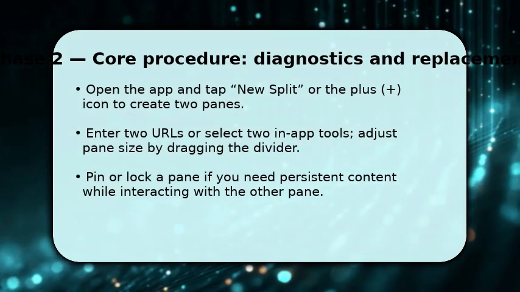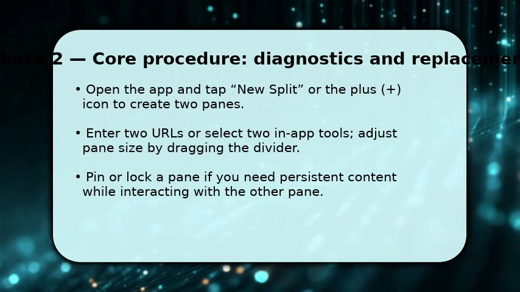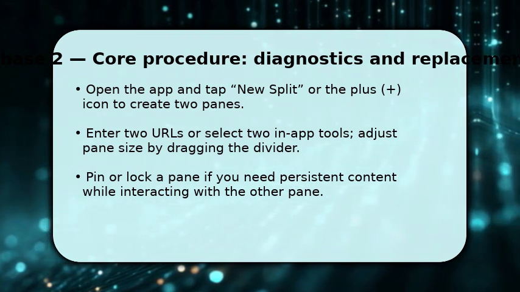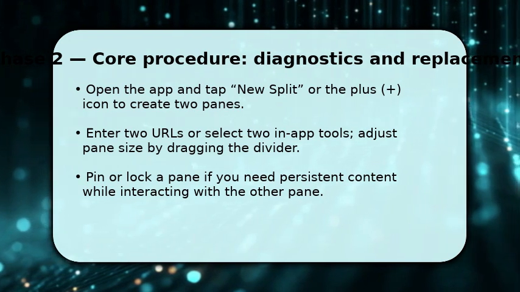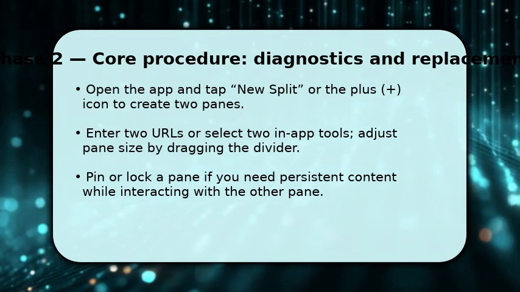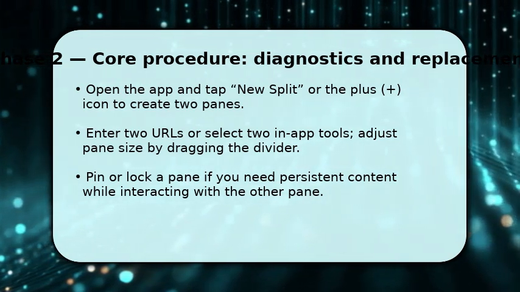Tap the new split or plus icon to spawn dual panes, then load each pane with a URL, file, or an app tool. That gives you 2 independent sessions. If the app allows, drag the center divider to resize panes to, say, 60/40 for priority content.